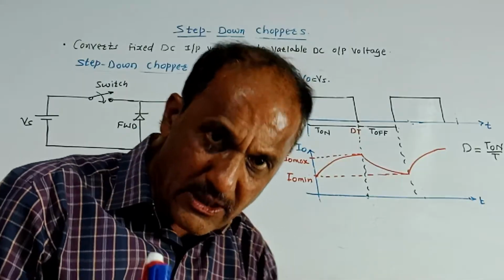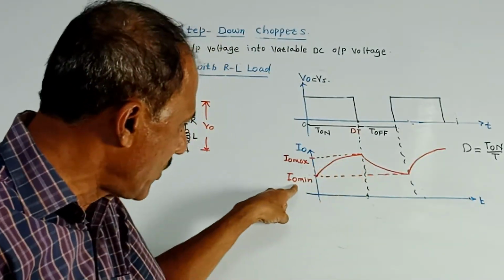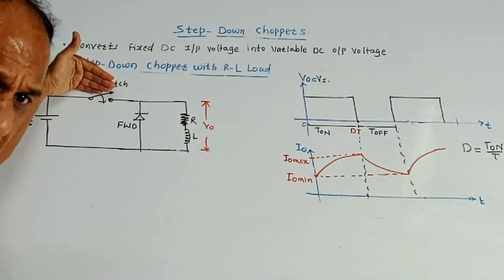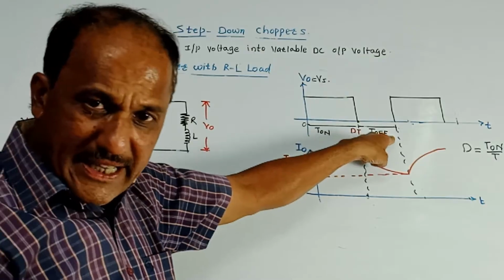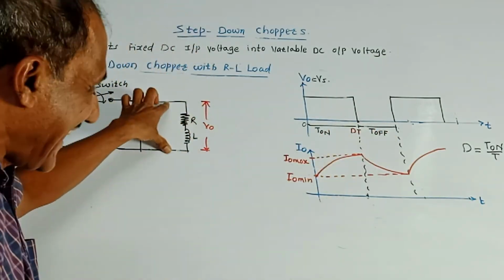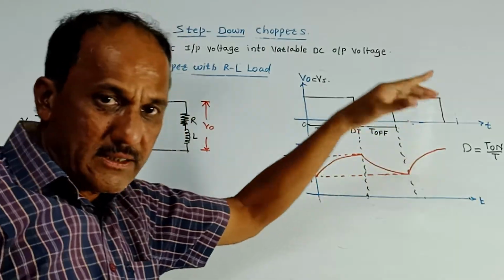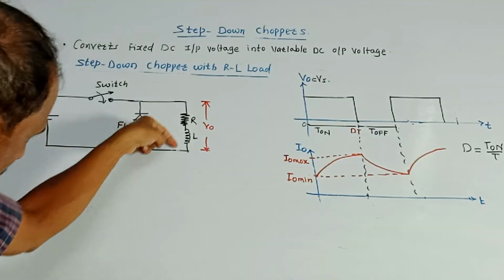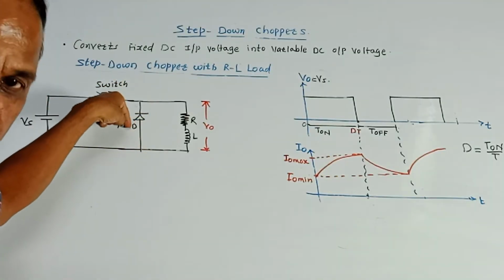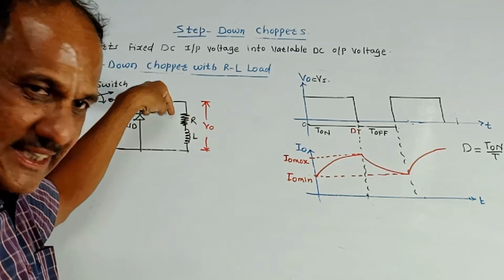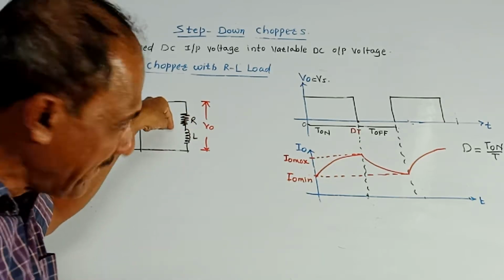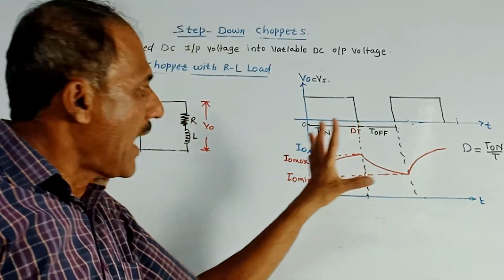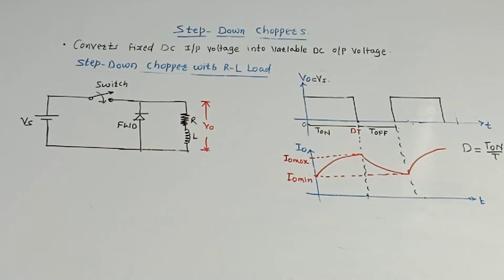But this is an inductor, so current increases exponentially from minimum value to maximum value. Whenever the switch is open, the circuit will be switched off and you are not getting any output voltage across RL, that is, V0 will be 0. But the inductor has stored energy initially, so this stored energy will be returned back through this FWD. The freewheeling diode will act as a short circuit, and the path will be completed, and you are getting an exponential decrease in the output current from I0 max to I0 min. So this is about step down chopper with RL load.